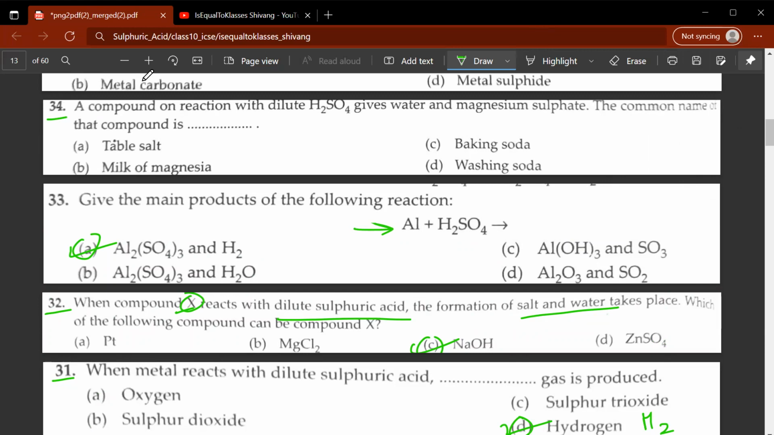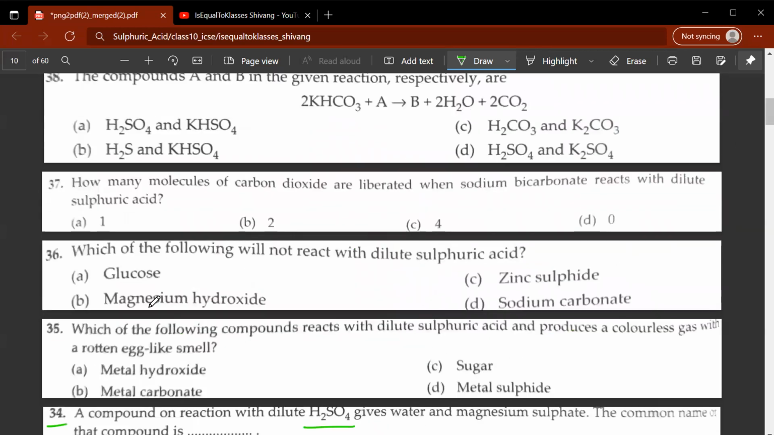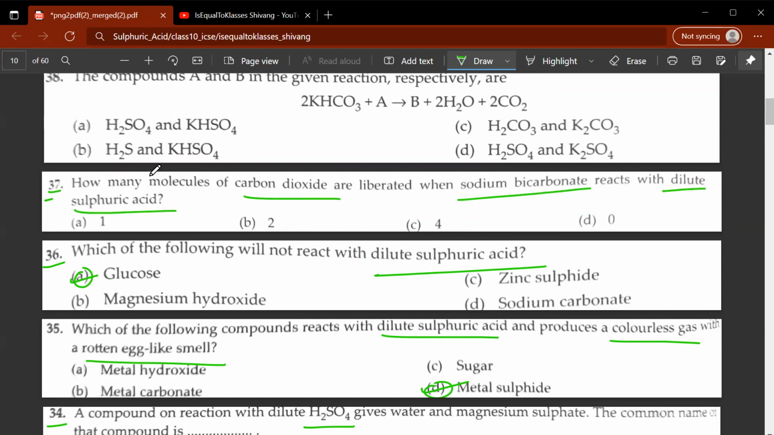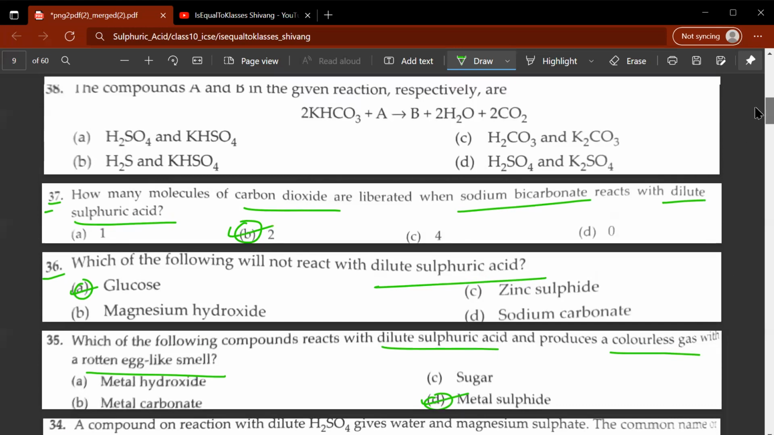34th question. A compound on reaction with dilute H2SO4 gives water and magnesium sulfate. The common name of that compound is milk of magnesia. The 35th question, which of the following compounds reacts with dilute sulfuric acid and produces a colorless gas with a rotten egg smell? So this would be B, metal sulfide. 36th question, which of the following will not react with dilute sulfuric acid? So A, glucose will not react with dilute sulfuric acid. 37th question, how many molecules of carbon dioxide are liberated when sodium bicarbonate reacts with dilute sulfuric acid? So this would be 2. 2 molecules are liberated.